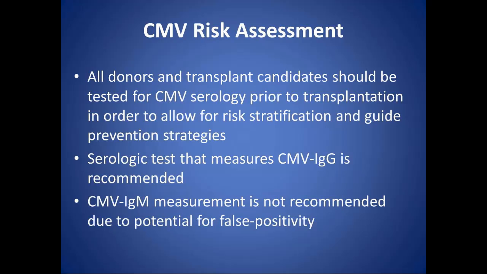So all donors and transplant candidates are screened, and the best test to screen for is serology, and that serology being IgG. So it's really not useful to screen with IgMs, and a lot of times IgMs will be falsely positive. Sometimes the transplant centers order it, and then you get this IgM that's positive, and everybody's wondering, what do we do with this? Well, usually those are false positive IgM, so it's really recommended that we screen donors and recipients with only IgG.